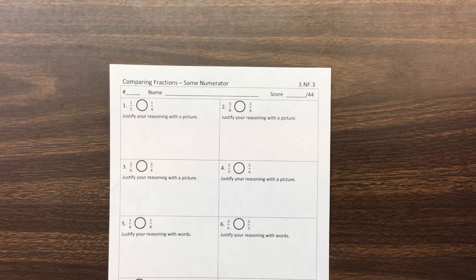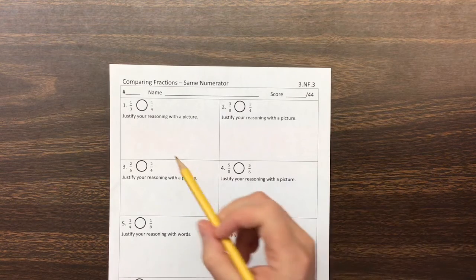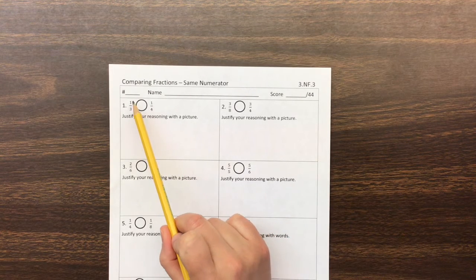This video is going to show how to compare fractions with the same numerator. Let's get started. Number 1 says 1/3 compared to 1/4.